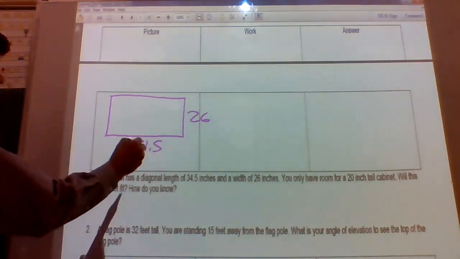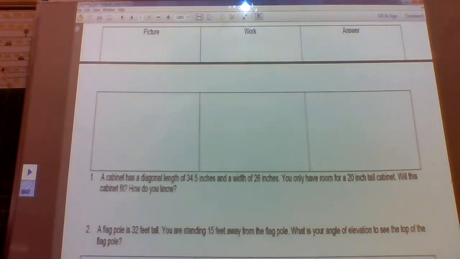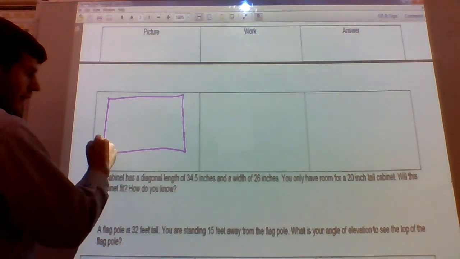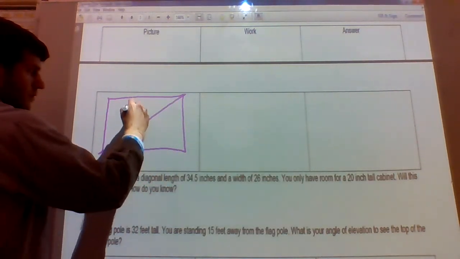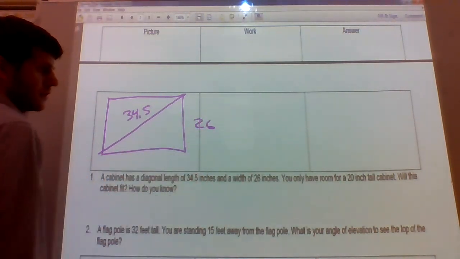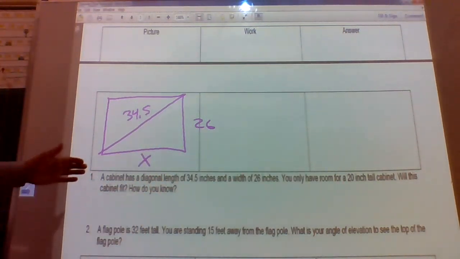So we have to do 3D here. I'm sorry, I read the question wrong. All right, so here's your cabinet. It has a diagonal length of 34.5, a width of 26, and a length we don't know. The length, I guess, can be our tall, our height. Will this cabinet fit? We need to see if x is going to be greater than or less than 20. If it's less than or equal to 20, it'll fit. If it's greater than 20, it's not going to fit.